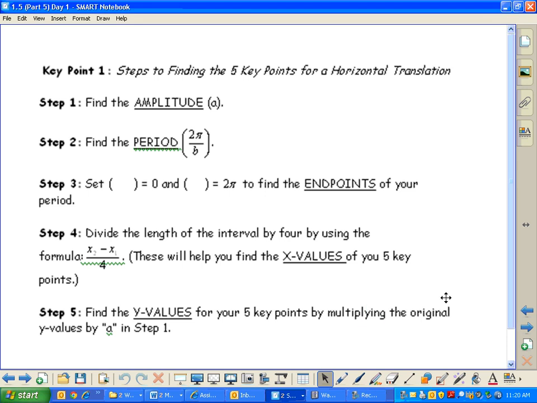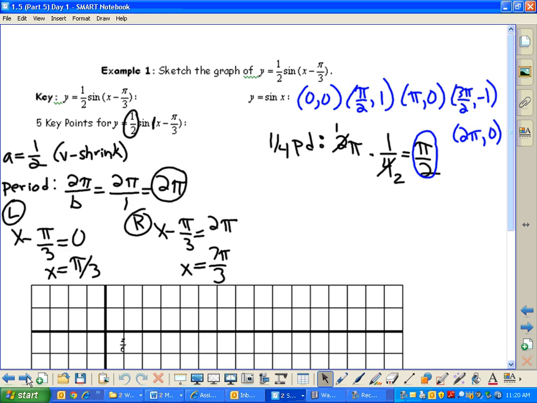So now we get to go ahead and more or less just finish up where we left off in example 1 yesterday. As you look, we started off with step 1: you have to identify your A value. Tell me what it does. In this problem, A was a half. That's going to vertically shrink the amplitude of your graph, so the space between the high points and the low points isn't as drastic.